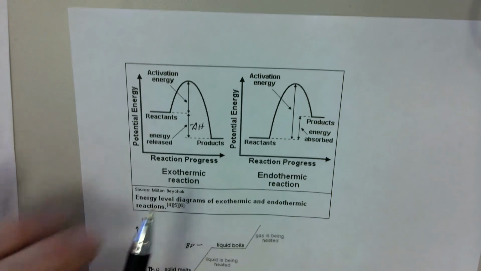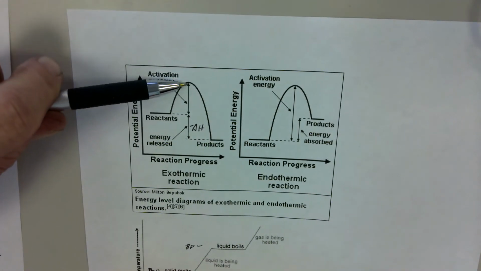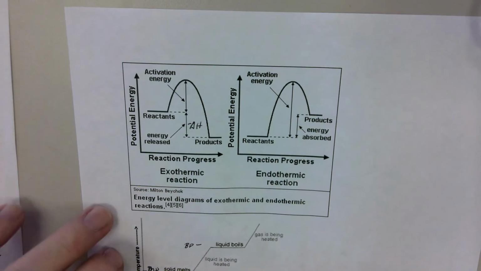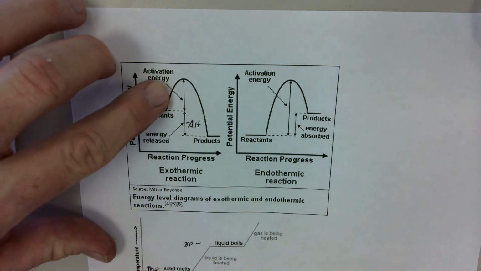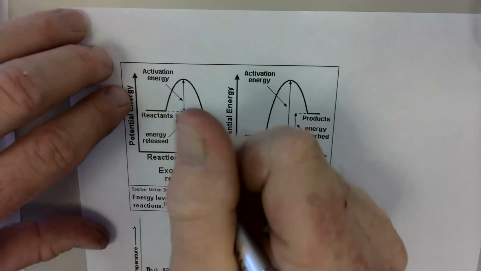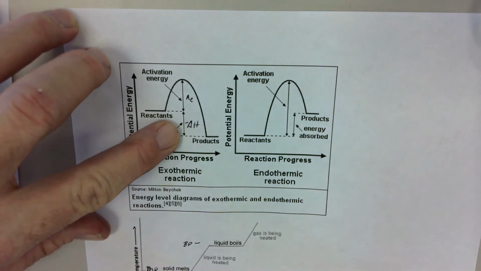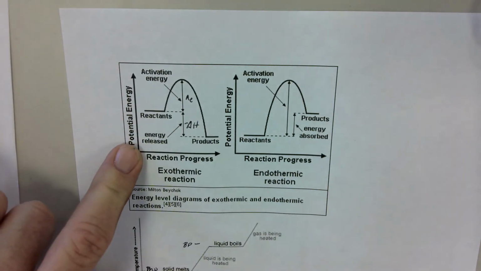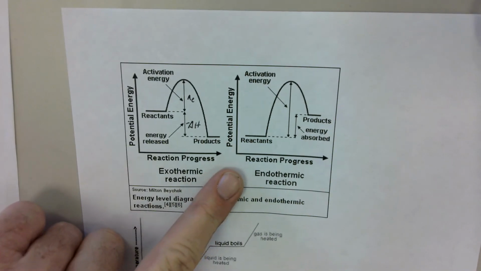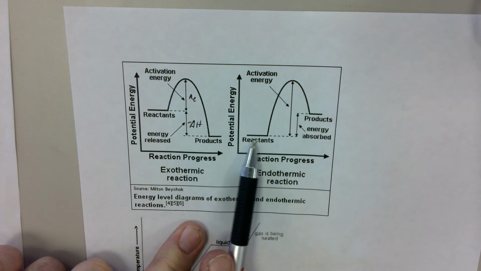The distance from the reactants to this top point in that camel hump is called the activation energy, and that's the energy needed to get the reaction started. So you should be able to label the activation energy and the delta H in these graphs if asked to create these graphs yourself.